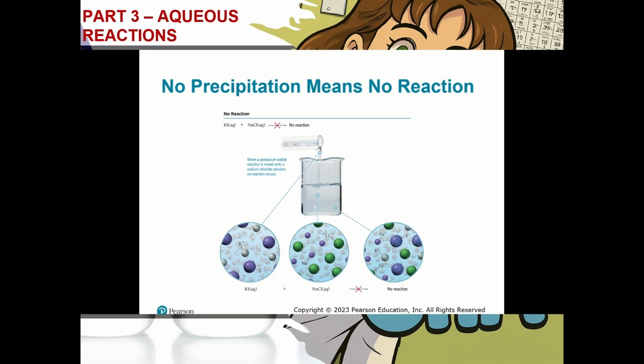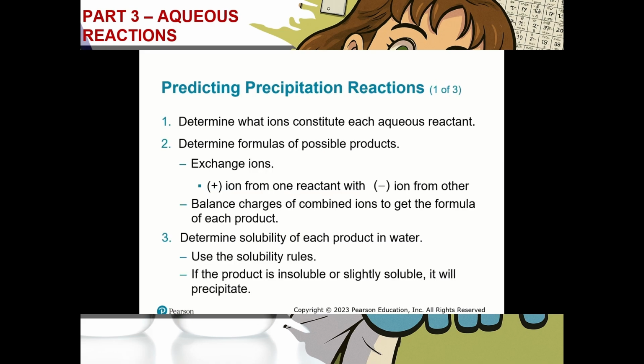Okay, so if no precipitate forms, we say no reaction. That's because all the ions stay dissolved in the solution and nothing new will appear. It's important to check solubility rules before assuming whether a reaction will occur or not. So if all possible products are soluble, no precipitate forms, so there is no reaction.